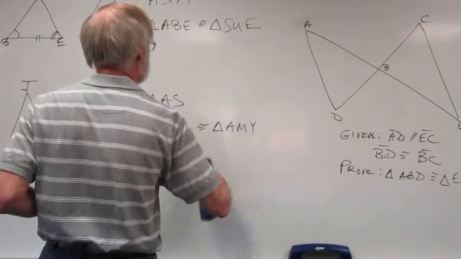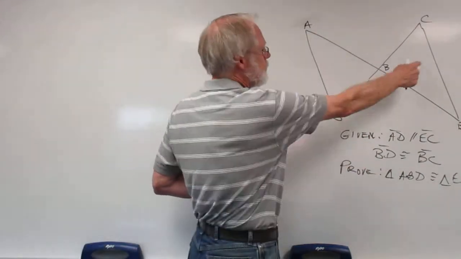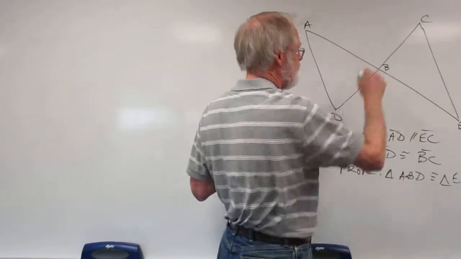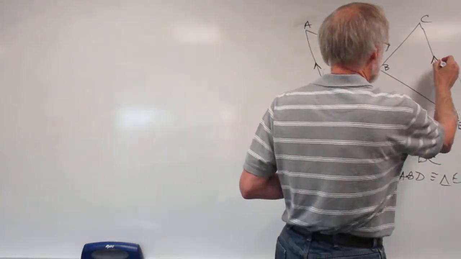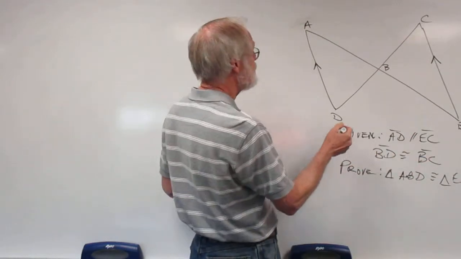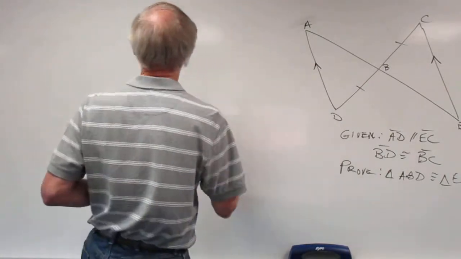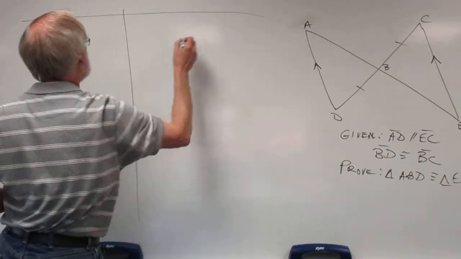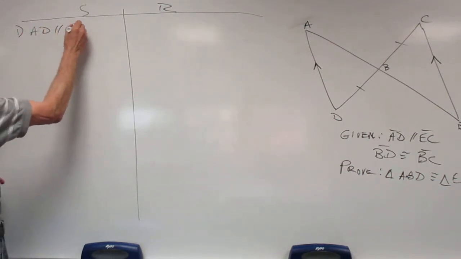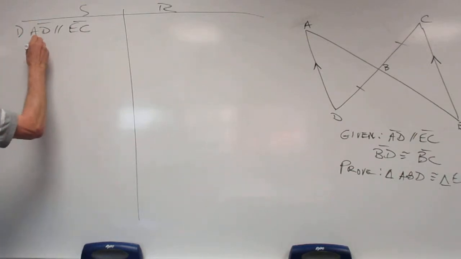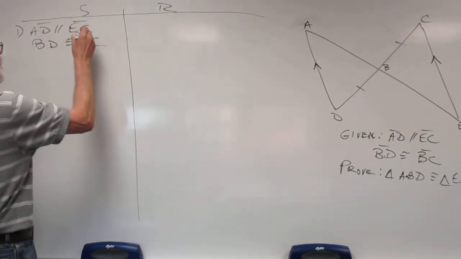Now let's take a look at a proof. Over here on your right, we have two triangles, ABD and EBC. And we have AD is parallel to EC. So this is parallel to this. And we have BD is congruent to BC. Okay, now let's draw the two-column proof over here, statements and reasons. Number one, we will put in the given: AD is parallel to EC, and BD is congruent to BC. Okay, that's given.